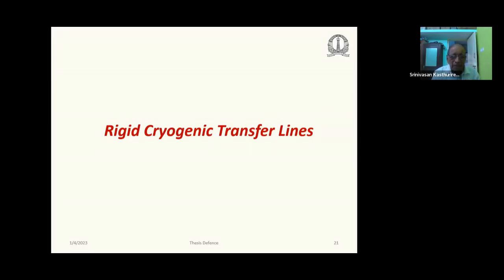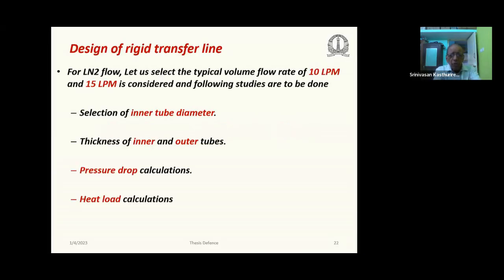Let's start with rigid cryogenic transfer lines. So we are going to discuss rigid transfer lines now. If you want to make a rigid transfer line, let's say we choose liquid nitrogen flow. We are going to use liquid nitrogen as the cryogenic fluid flowing through. We'll select a typical volume flow rate, either 10 liters per minute or 15 liters per minute.